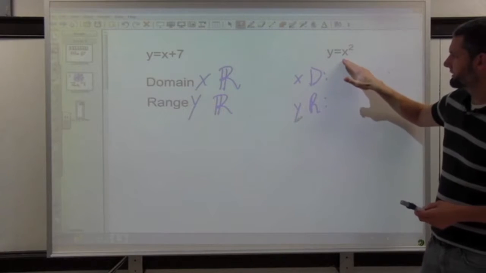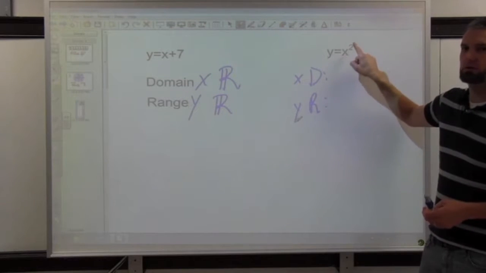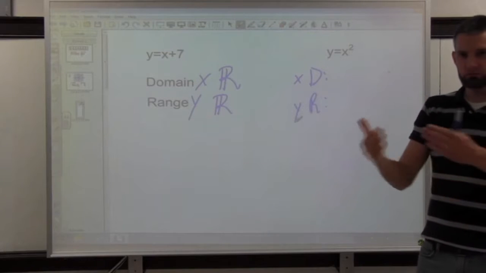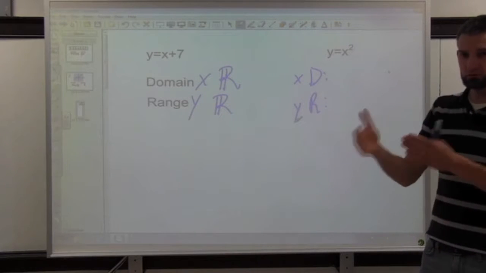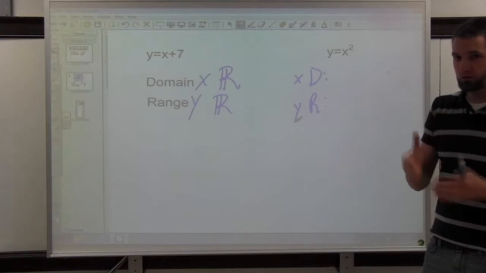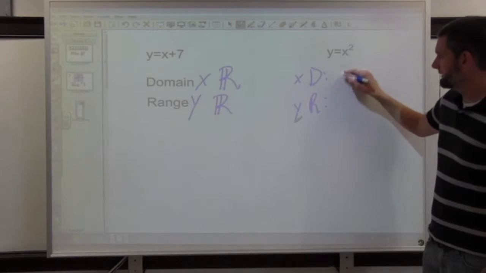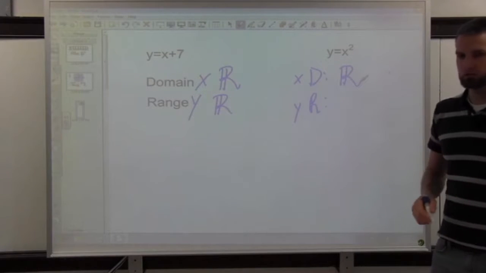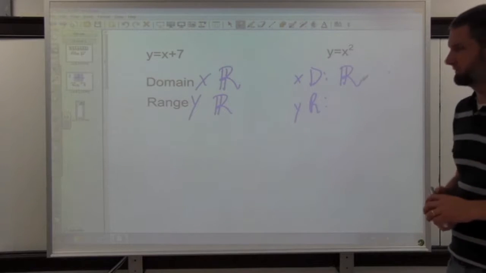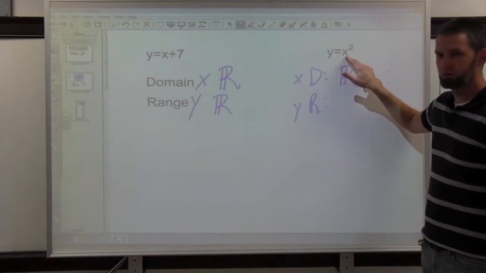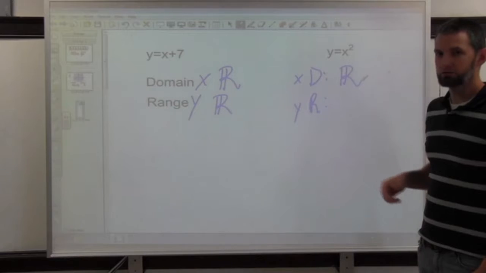If I put numbers in for x, any number squared, I can do positive numbers squared, I can do negative numbers squared, I could even do 0 squared. I'm allowed to put any number in for x. But here's something we can't get. If I put any positive number in, I'm going to get a positive answer.